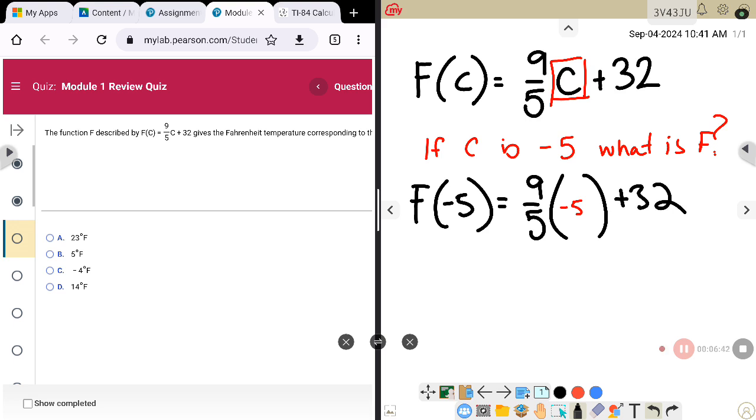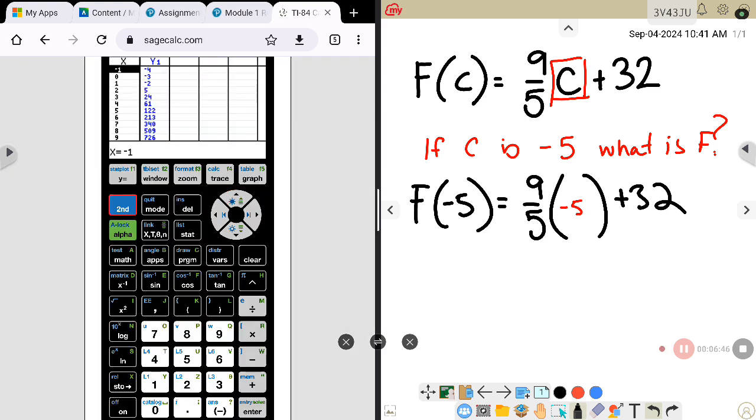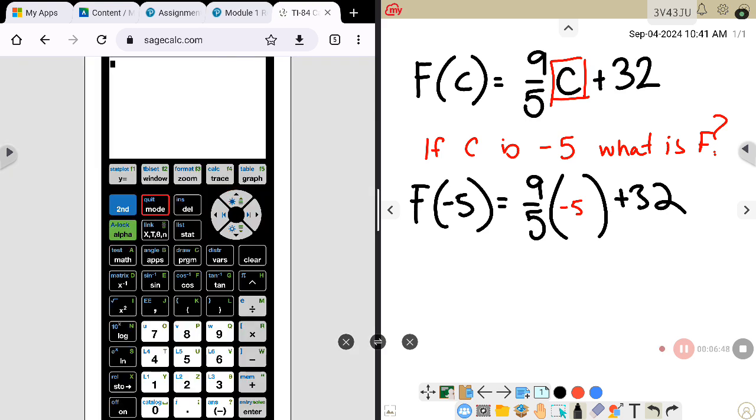And then you could actually just put that entire thing in your home screen of your calculator. So if you just do second quit, 9/5, open, -5, close, plus 32, and enter. That tells you that when it's -5 degrees Celsius, it is 23 degrees Fahrenheit.